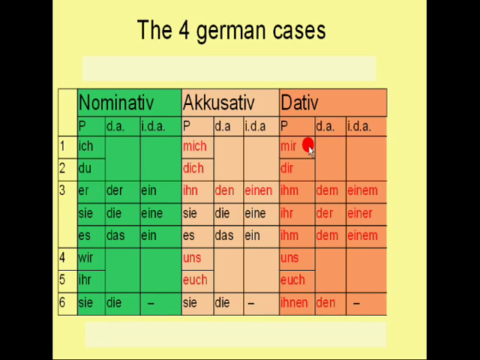The pronoun in the first person singular is mir. The pronoun for the second person singular is dir. For the third person singular, for masculine nouns, it's ihm. For feminine nouns, it's ihr. And for neuter nouns, it's again ihm. The dative pronoun for the first person plural is uns, just like in the accusative case, but unlike in the nominative case where it's wir. The dative pronoun for the second person plural is euch, and for the third person plural it's ihnen.